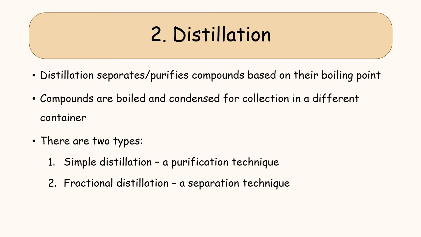Our second technique is distillation. Now, distillation separates or purifies compounds based on their boiling points. Your compounds are boiled to cause them to evaporate, and then there is a condenser which turns it back into a liquid, but separated in space so that you can collect it in a second container.